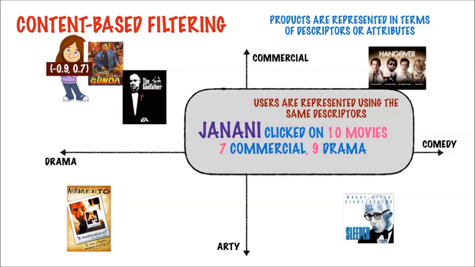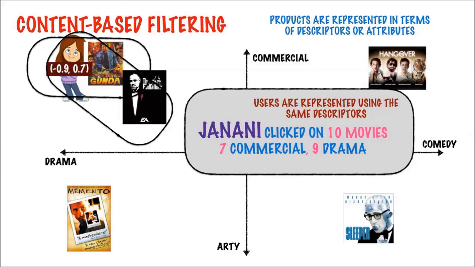So we plot Janani on this same graph. We see that Janani seems to be very close to Gunda and The Godfather. Her preferences put her very close to these two products, which also have similar qualities. They are very dramatic and commercial. So we can show her these two movies as recommendations for movies that she might like.